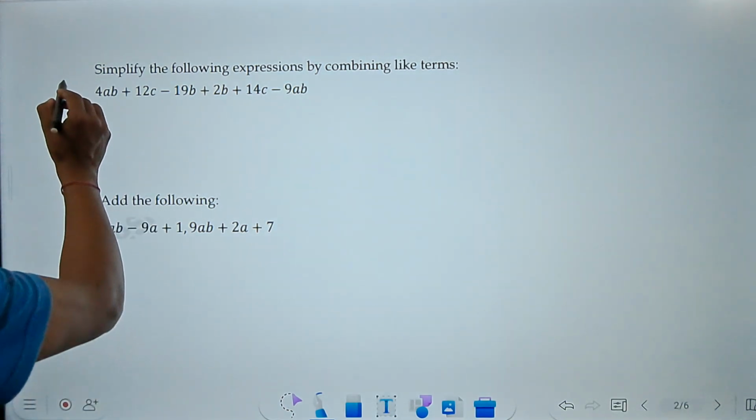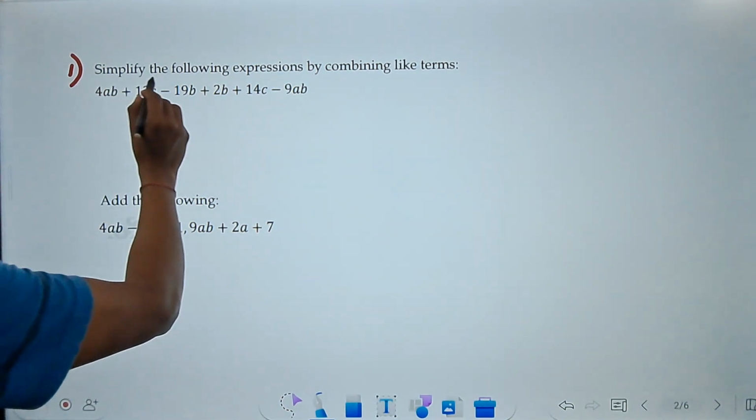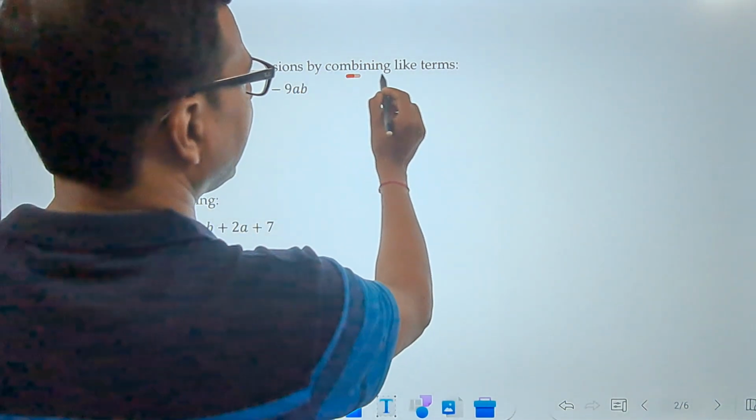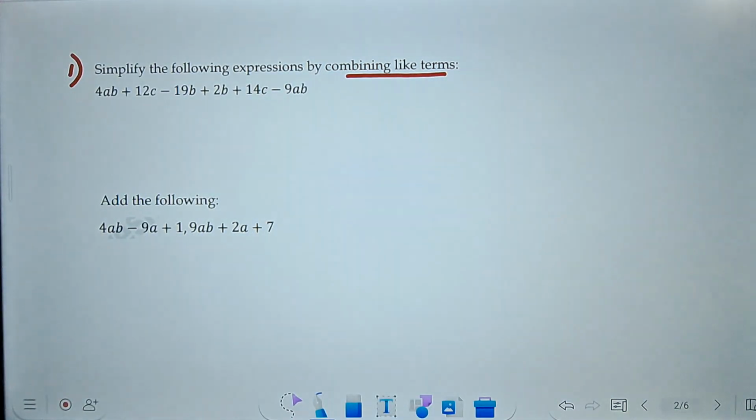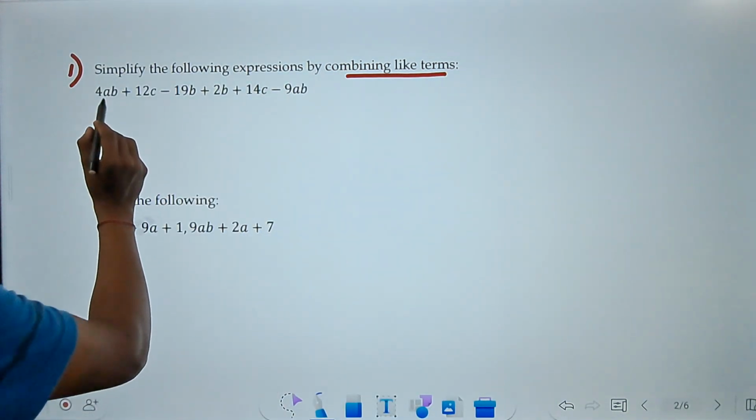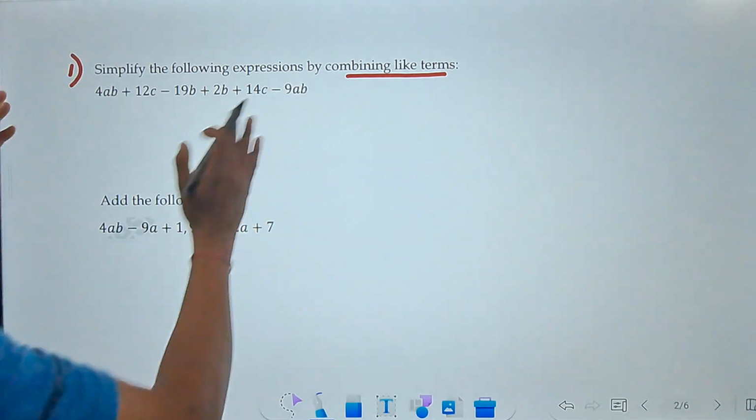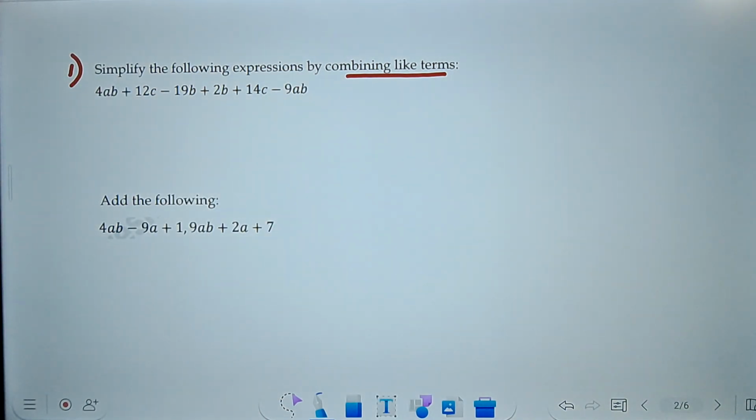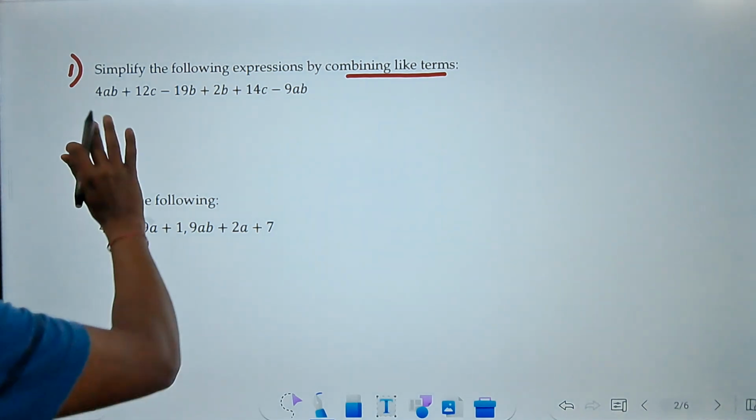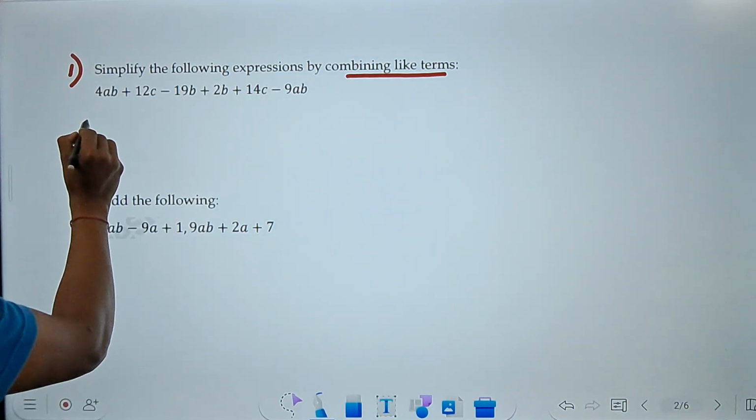Here we have the first question where we are asked to simplify the following expression by combining the like terms. Now that's very important, combining the like terms. So you can see 1, 2, 3, 4, 5, 6 terms are there in this expression and we need to just combine the like terms. So I'll reorder the terms now.